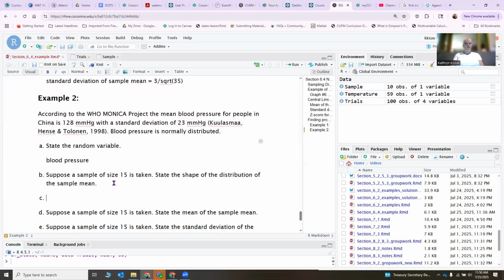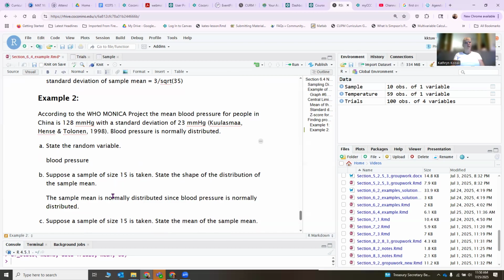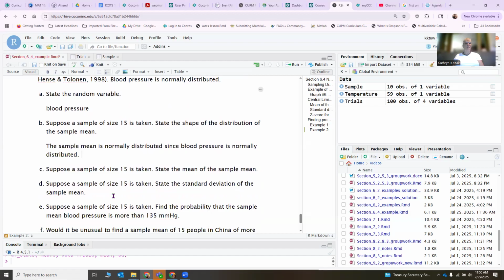Then we want to know, suppose a sample of size 15 is taken, find the shape of the distribution of the sample mean. Well, since blood pressure is normally distributed, I don't care what the size of the sample is, so I can say that the sample mean is normally distributed, since blood pressure is normally distributed. So since the original random variable was normally distributed, the sample mean will be. I don't care what the size of the sample is.